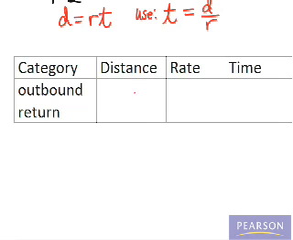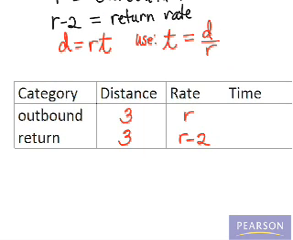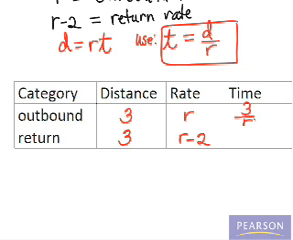So outbound, the distance he runs is 3 miles, and he runs it at a rate of R. On the return, he runs the same 3 miles, but he runs it 2 miles per hour slower, so his rate is R minus 2. Now notice that we're going to use T equals D divided by R. So we're going to fill in time by dividing the distance by the rate. So the outbound time is 3 divided by R. The return time is distance 3 divided by R minus 2.